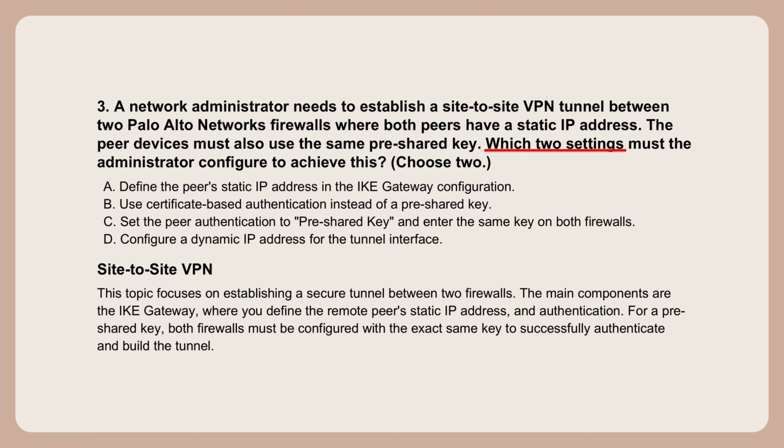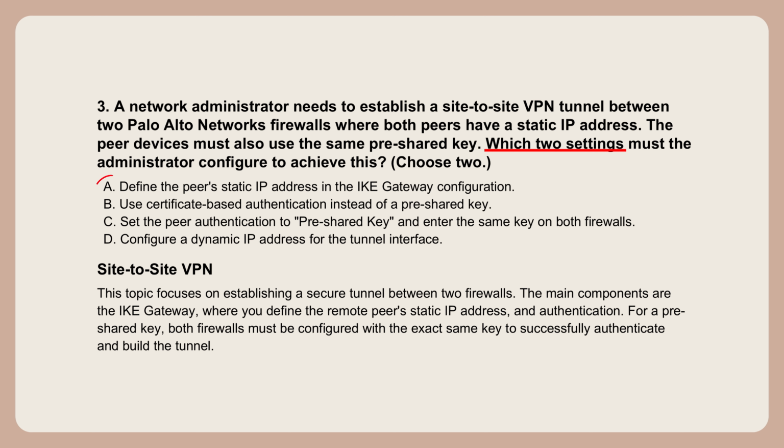First, you absolutely have to define the peer's static IP address. Where do you do that? In the IKE gateway configuration. The IKE gateway, Internet Key Exchange Gateway, is basically where your firewall learns where the other end of the tunnel is. It's partner. Okay, so telling it who to talk to. Precisely. Without that, it's shouting into the void.